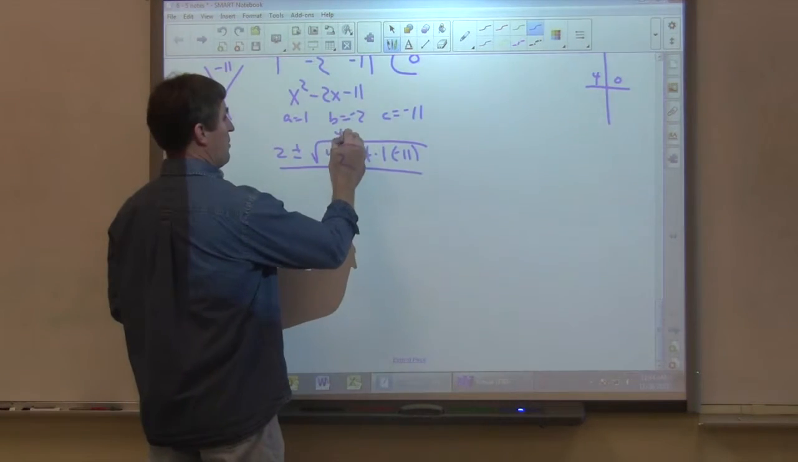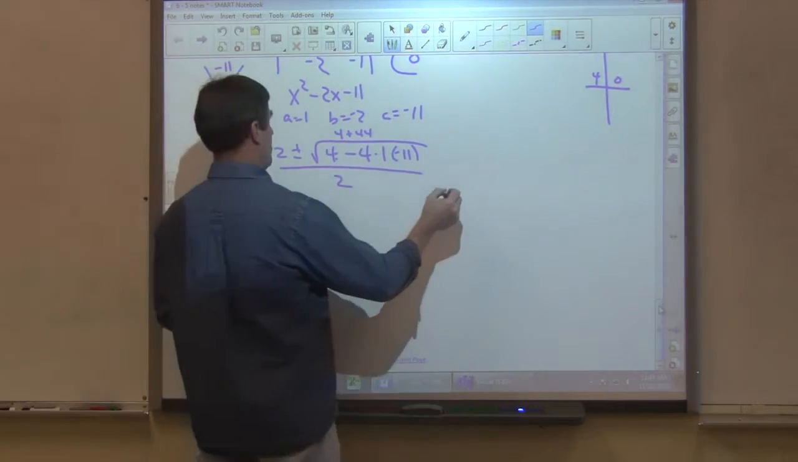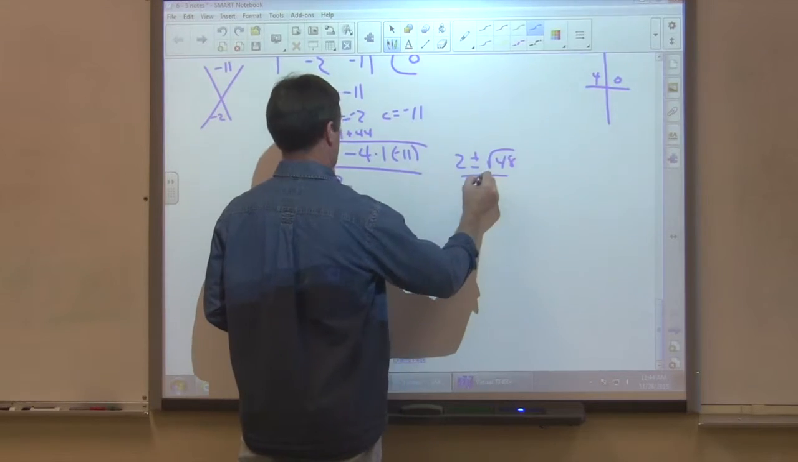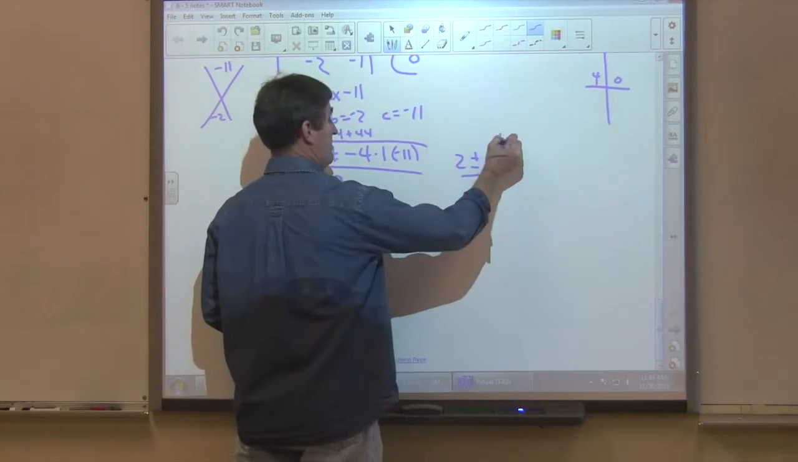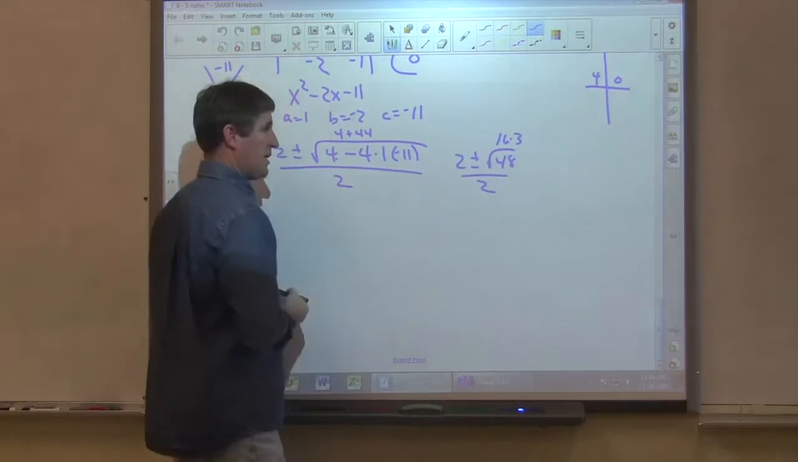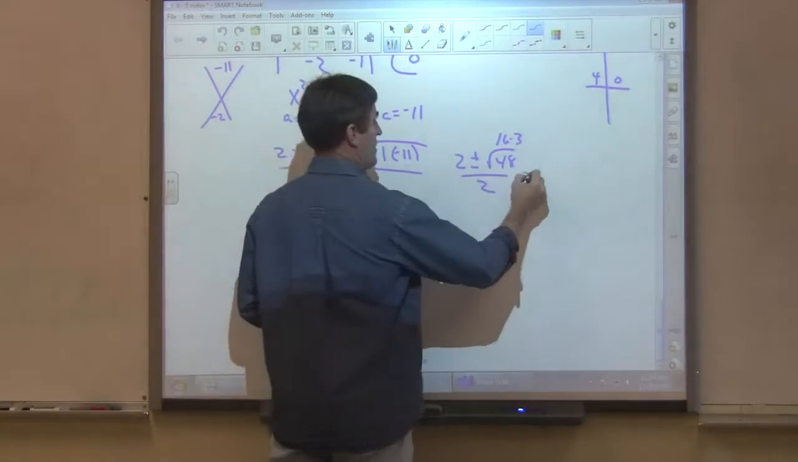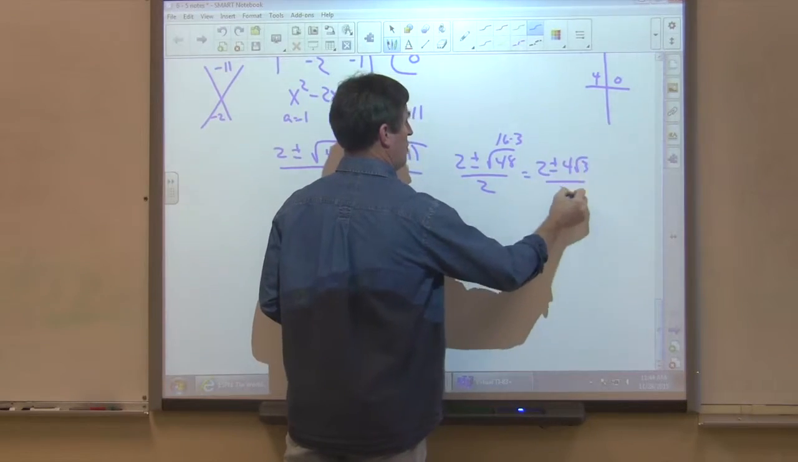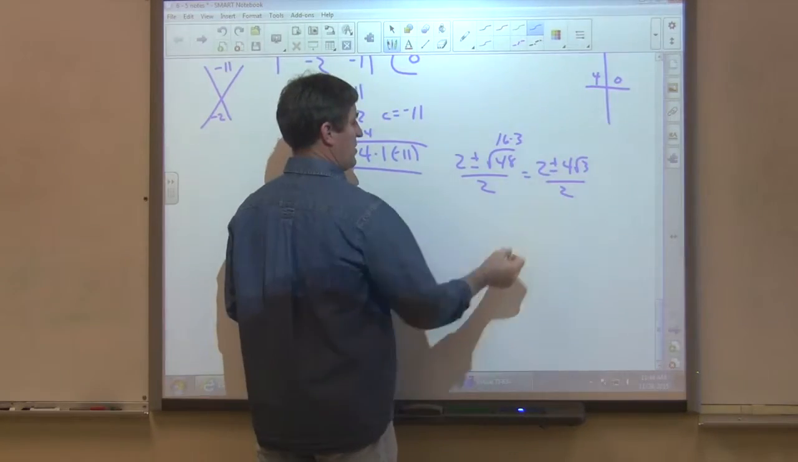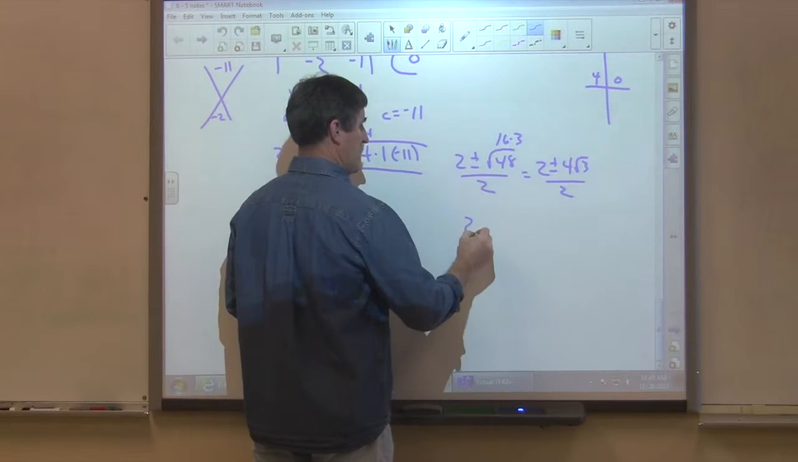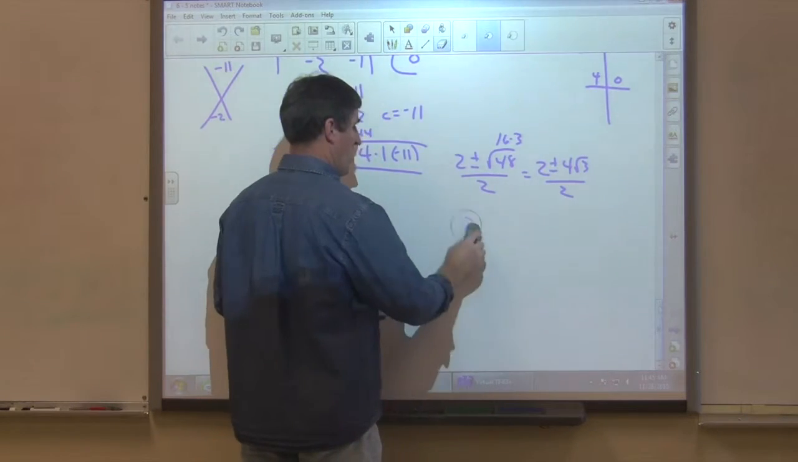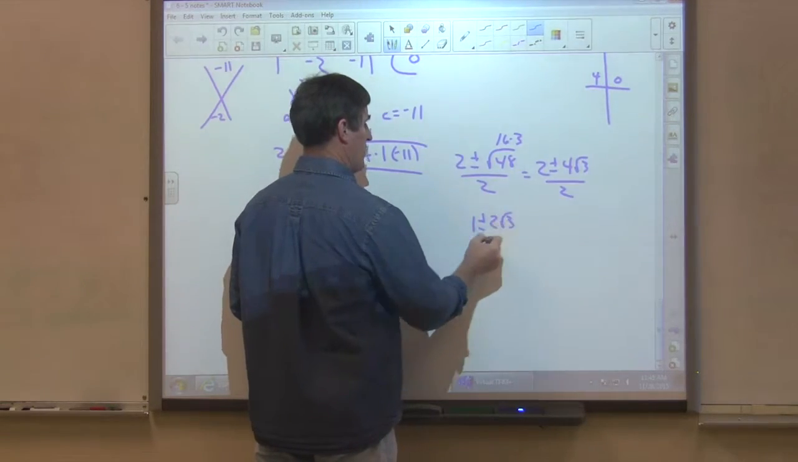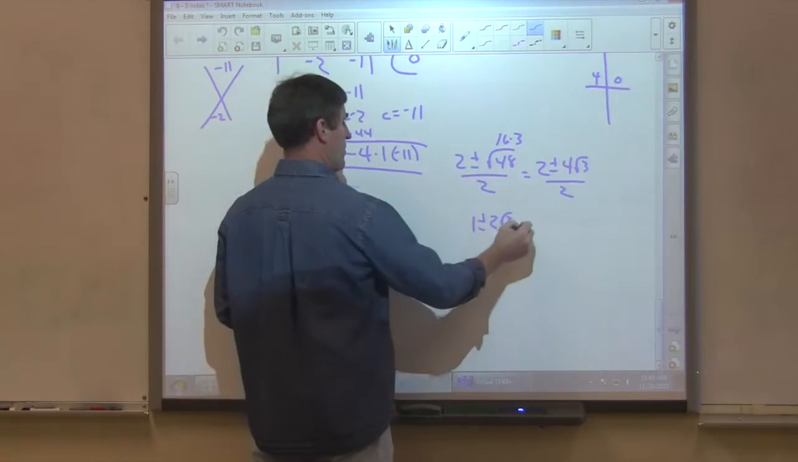So we get 4 plus 44 here. So we get 2 plus or minus the square root of 48. Like the last one that we did, we had the square root of 48, 16 times 3. So that becomes 2 plus or minus 4 square root of 3 over 2. Because 2 goes into all of those, we get 1 plus or minus 2 square root of 3. And then our other answer was 4.